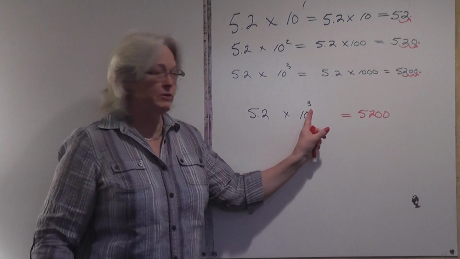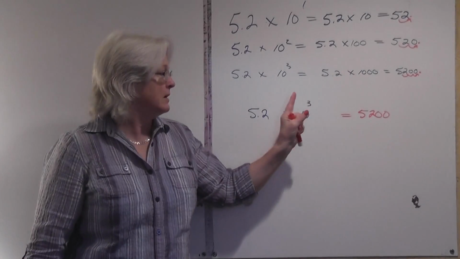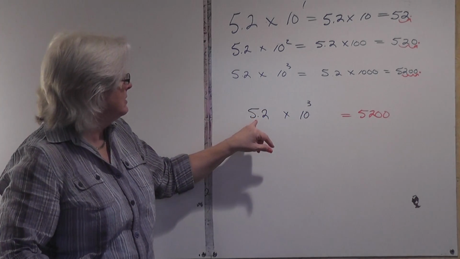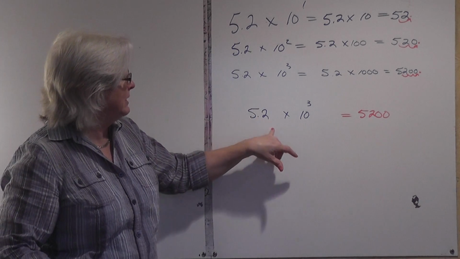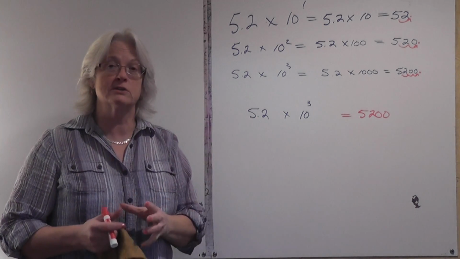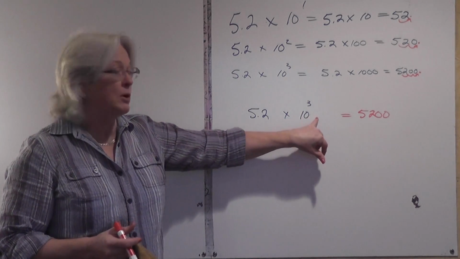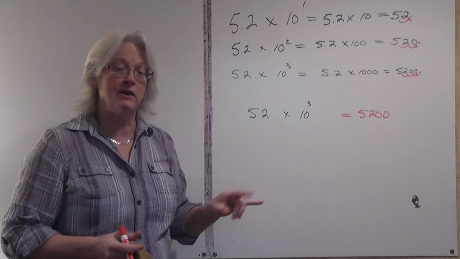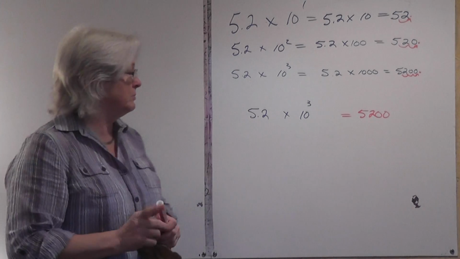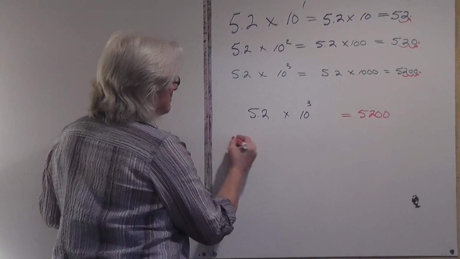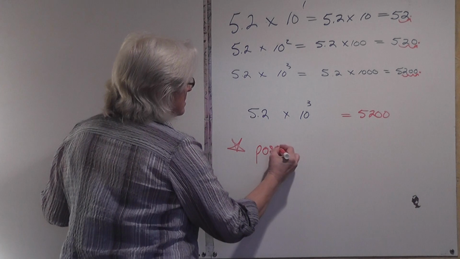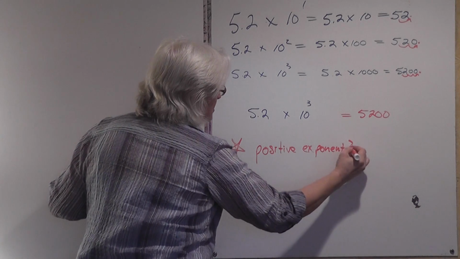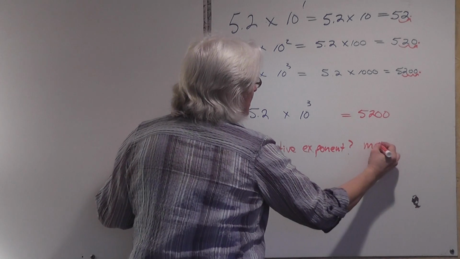So what is our exponent showing? Our exponent is showing us how many places we're going to move our decimal point when we multiply. Now, if you have a positive exponent, the decimal point moves to the right. If you have a negative exponent, the decimal point moves to the left. This is a key factor here, kids. Positive exponent, move the decimal point to the right.